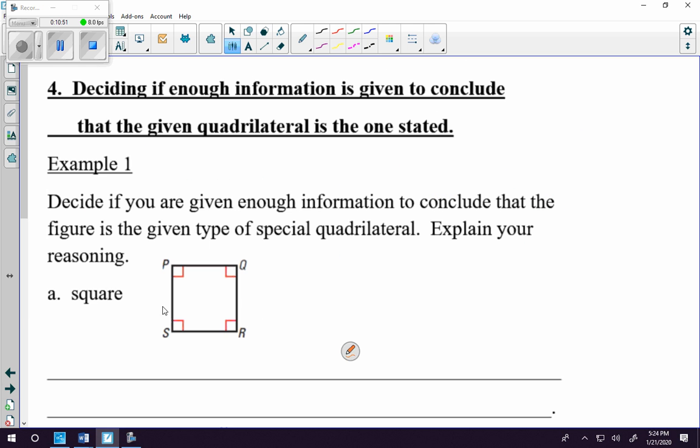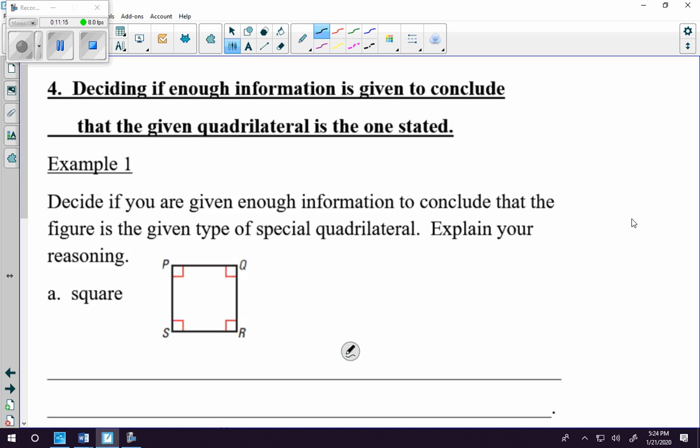If we flip over here, okay, objective 4, we're deciding if enough information is given to conclude that the given quadrilateral is the one stated. Example 1, decide if you were given enough information to conclude that the figure is the given type of special quadrilateral. Explain your reasoning. Well, they're saying, is quadrilateral PQRS, can we classify this as a square?